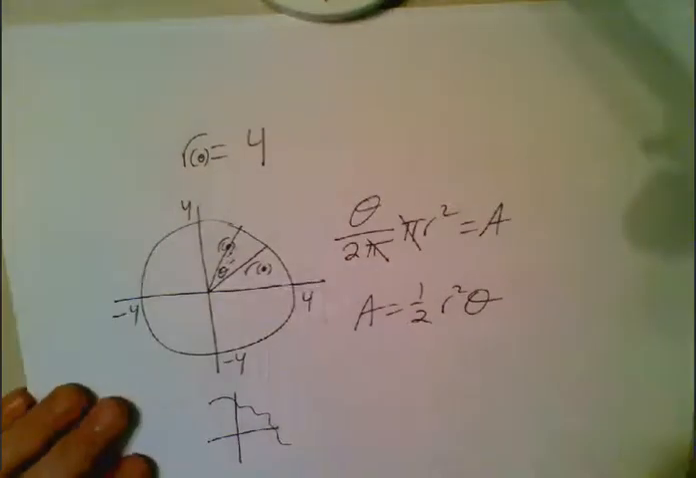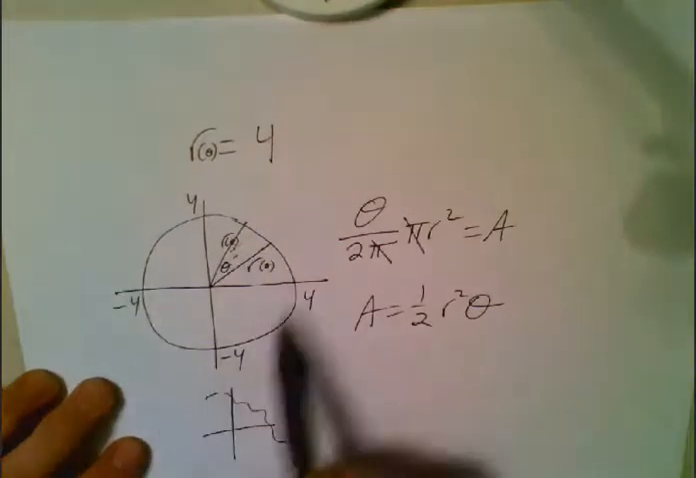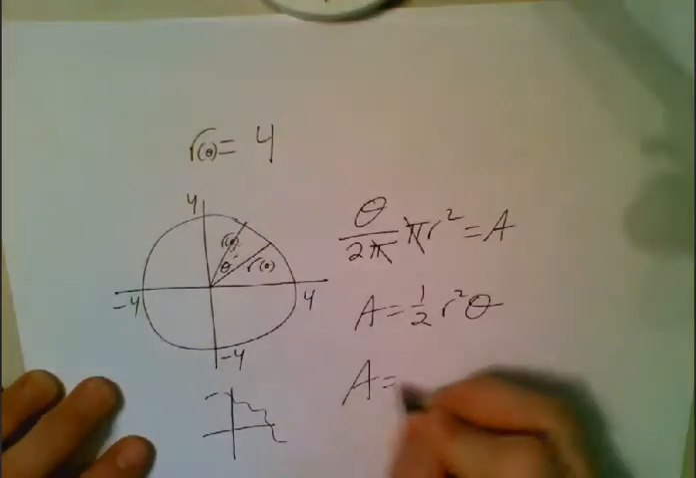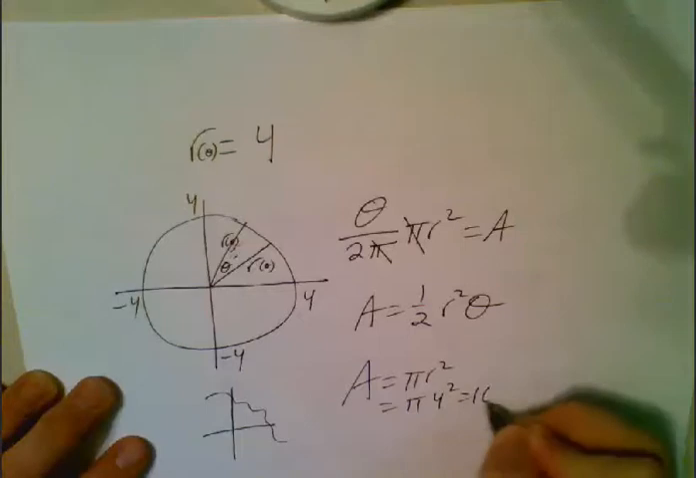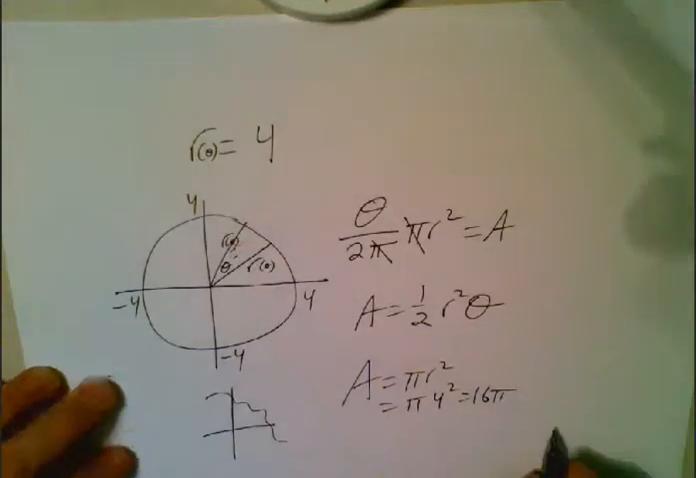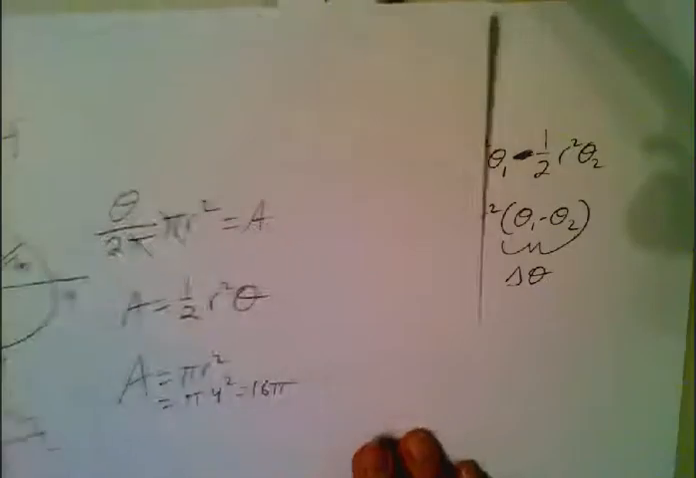And let's take a look. Let's do the area of this entire circle right now. Old school, pi r squared, right? Old school, pi times 4 squared is 16 pi. Okay, new school. New school, I'm going to use my new formula to find it.